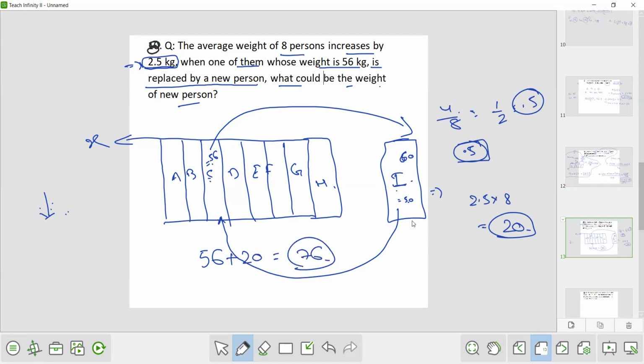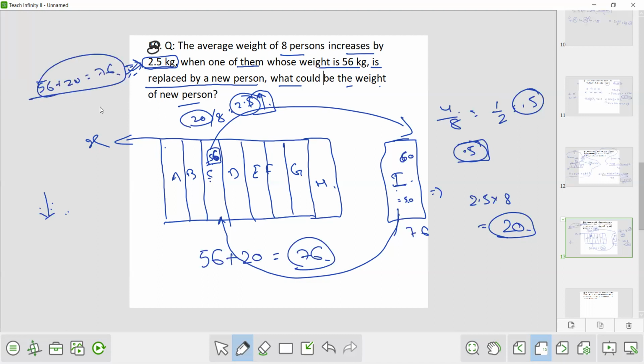Means if the weight of I is 76 kg and it is coming in place of C, so this 76 will come here and this C will go out. So it will take the place of C as earlier. So the place of C is vacant for 56. So it will fulfill that 56. But still 20 is remaining. So 20 will be divided among this 8. So 20 by 8, that is 2.5. That is the thing that each will increase by 2.5. So here it is written that the 8 persons' average weight increases by 2.5. So the answer is 56 plus 20, that is 76.